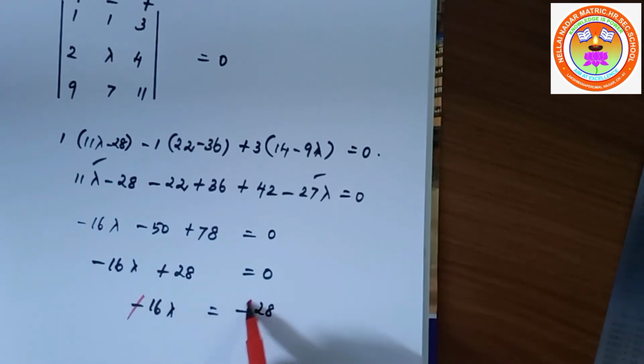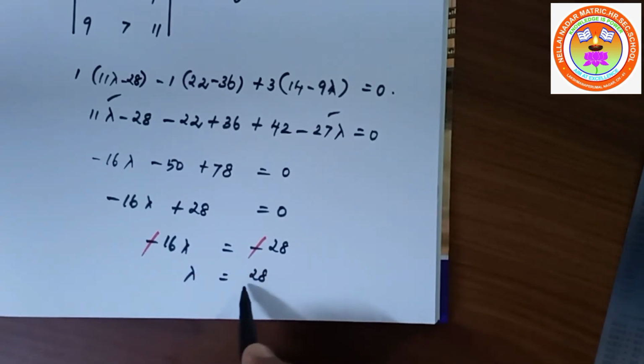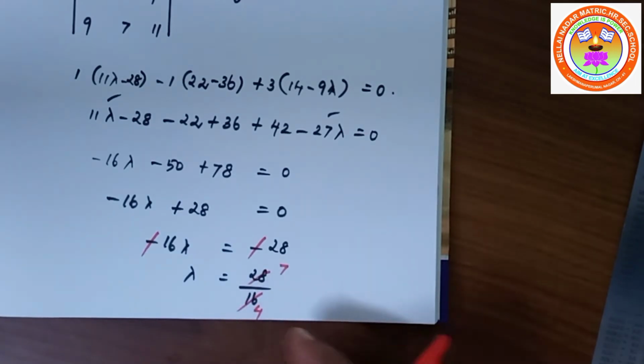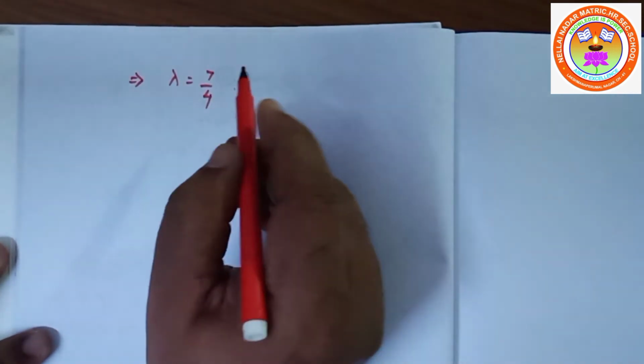Both the minus get cancelled, so lambda is equal to 28 divided by 16. You can go for the 4 table. If you divide by 4, here 4 times, here 7 times. 4 sevens are 28, 4 fours are 16. So the value of lambda is 7 by 4, which implies lambda is equal to 7 by 4. Yes, problem number 10 is also completed.